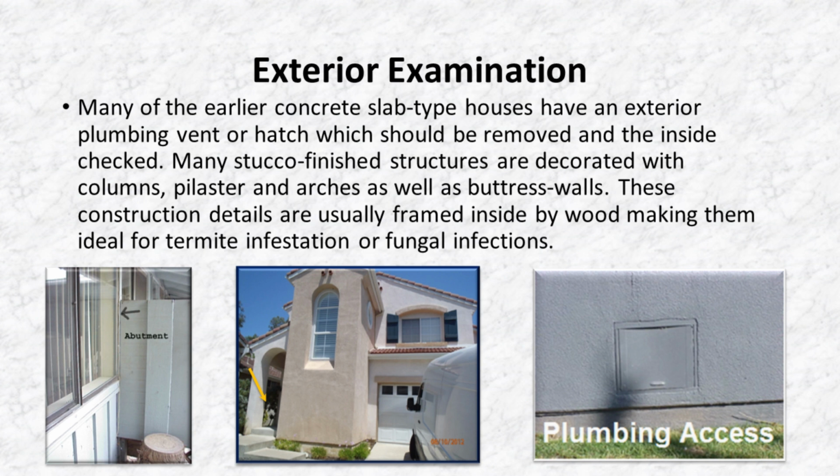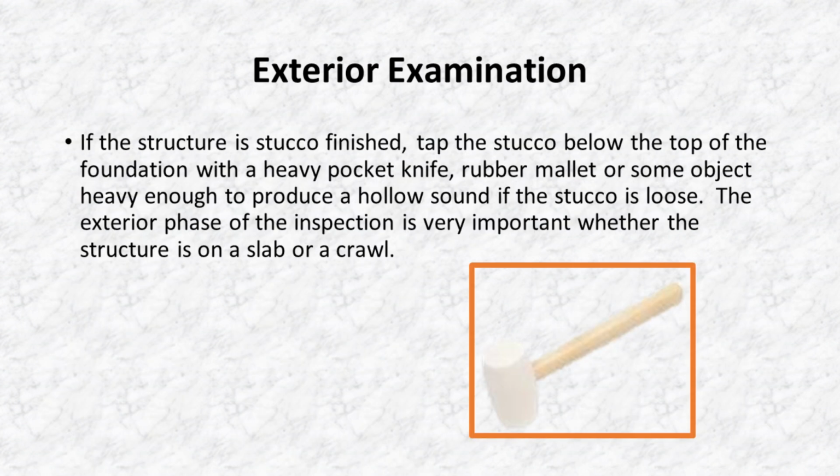Exterior examination. Many of the earlier concrete, slab-type houses have an exterior plumbing vent or hatch which should be removed and the inside checked. Many stucco-finished structures are decorated with columns, pilasters, and arches, as well as buttress walls. These construction details are usually framed inside by wood, making them ideal for termite infestation or fungal infections.